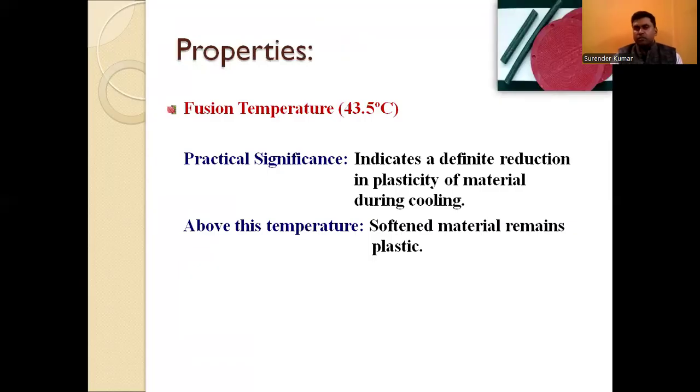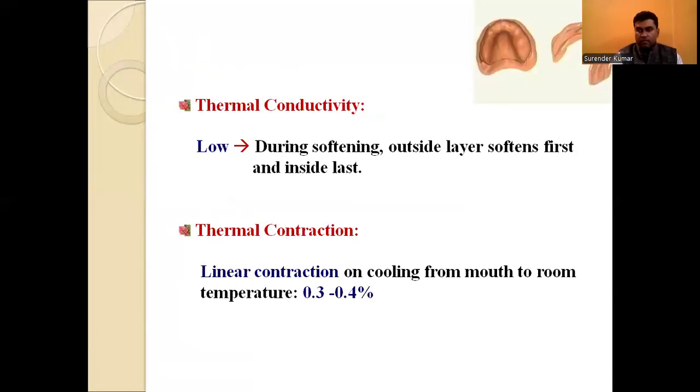Now coming to the fusion temperature, which is at 43.5 degrees centigrade. Its practical significance is that it indicates a definite reduction in plasticity of the material during cooling. That means from a higher temperature, if you cool it, at 43.5 you will see a definite reduction in the plasticity. The softness will reduce. Above this temperature, it will remain plastic.